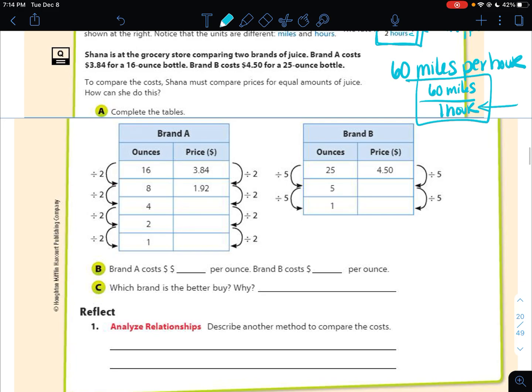So on page 155, it says that Shayna is at the grocery store comparing 2 brands of juice. The first, brand A, costs $3.84 for a 16-ounce bottle.